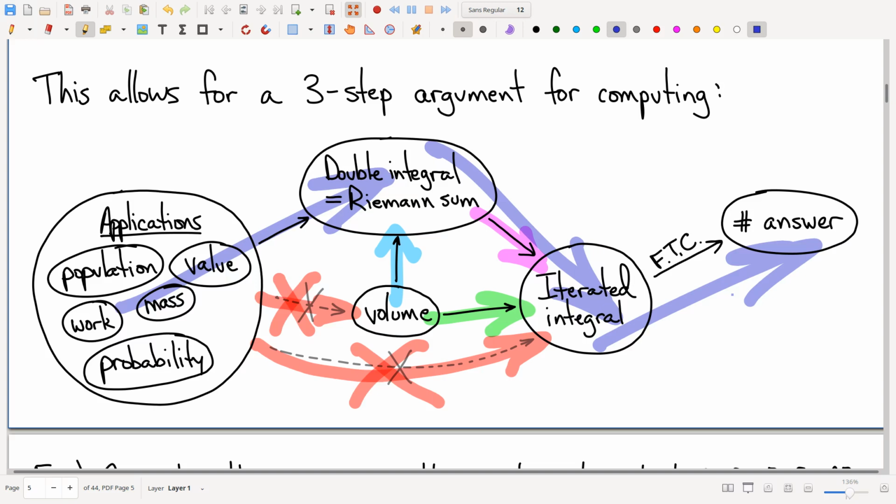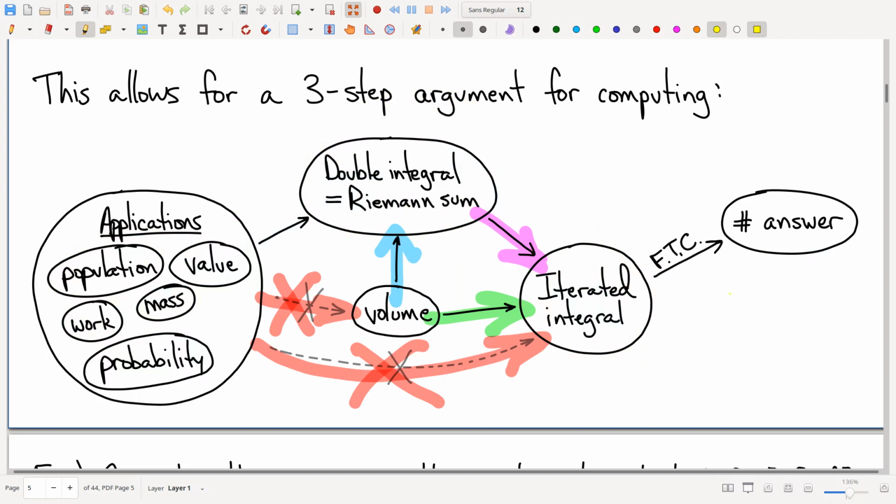So what you have to do, you have to say, I want to compute population, and population I can write as a double integral, and that double integral I can then rewrite as an iterated integral. That's fine. That's the strategy. But this double integral is a really important step in that process. Does that make sense? Yeah. Okay. All right. Okay.